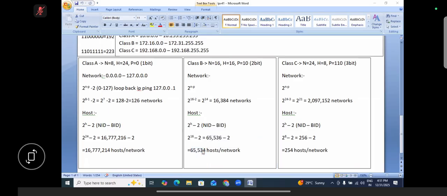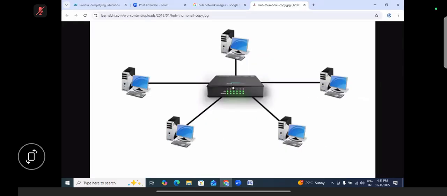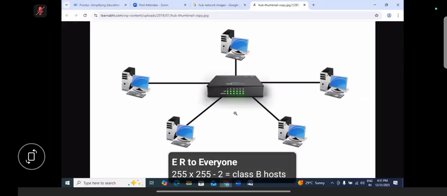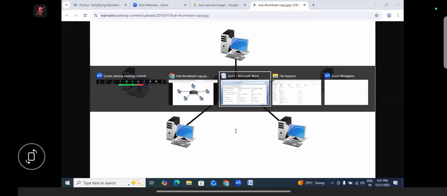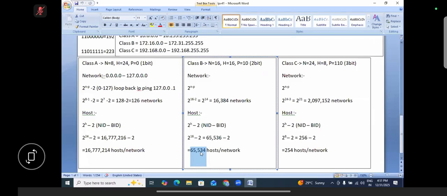So for example, this is one network, right? In this network, how many hosts can we connect? Maximum how many? 65,534. That is hosts per network.